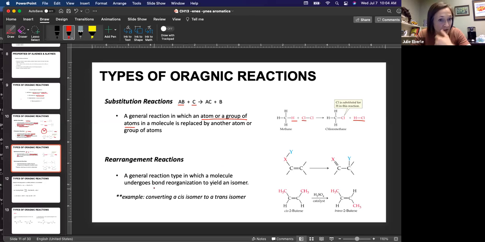Rearrangement reactions: a general reaction type in which a molecule undergoes bond reorganization and you get an isomer. So nothing leaves here, which is why I didn't even put a reaction. You're just rearranging things within the molecule. For example, if you have this substituent group and Y breaks off, it could bond to this carbon, and the double bond is used up to make this new bond to Y, okay? And that's what you get right here. Then we're rearranging the bonds, and now we end up with this double bond to X. So we didn't lose any electrons. Everything just got rearranged.